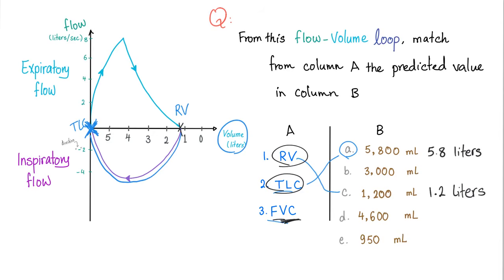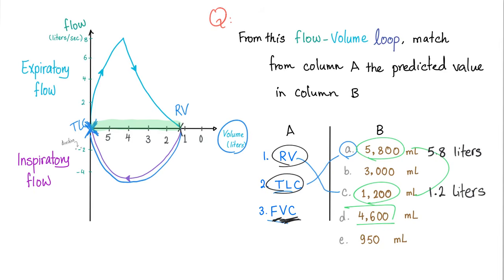Remember the vital capacity? This is the same as the vital capacity, except it's forced. So on the graph, it's going to be from here to here, from here to here. And this is about 4600, because 5800 minus 1200 is about 4600.